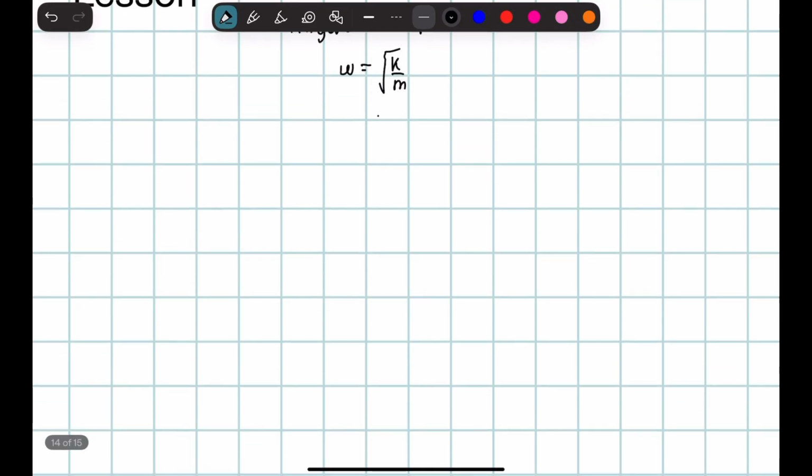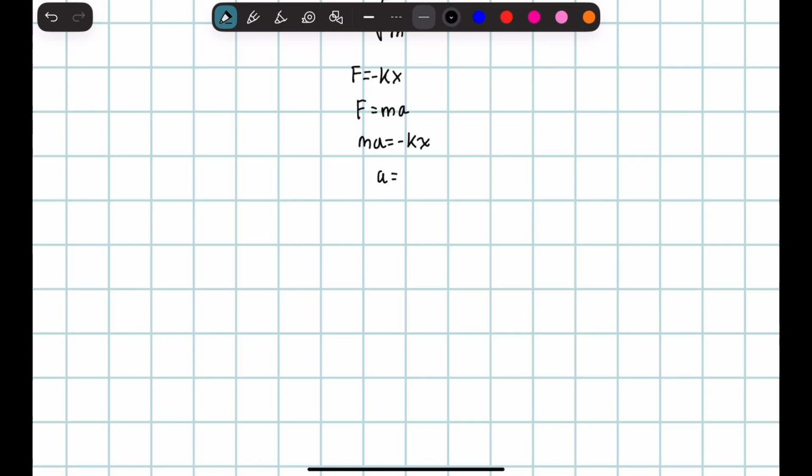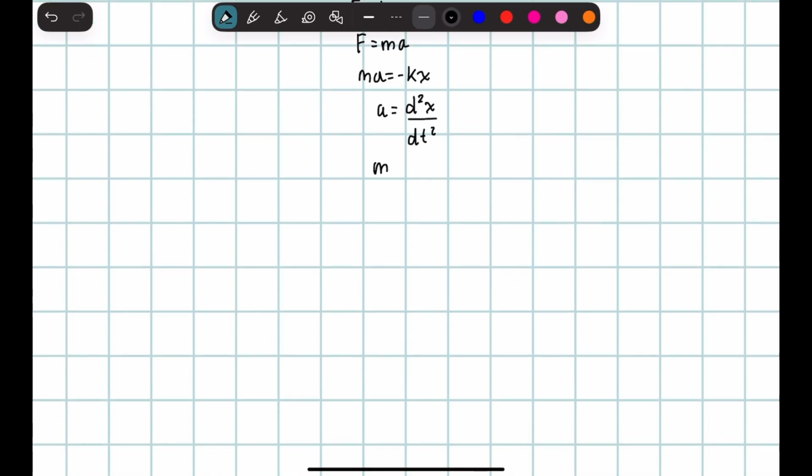So we're going to start off with Hooke's law. We have F is equal to negative kx. And then applying Newton's second law, F is equal to ma, we can write ma is equal to negative kx. And from this, we can rewrite to solve for acceleration. So we have acceleration d squared x over dt squared. Thus, we have m d squared x over dt squared equals negative kx.